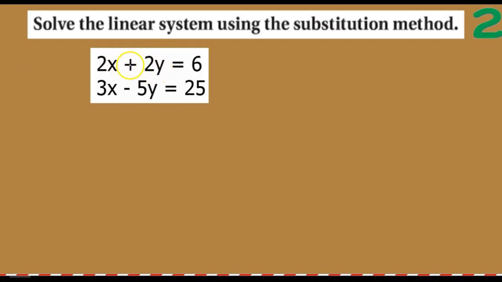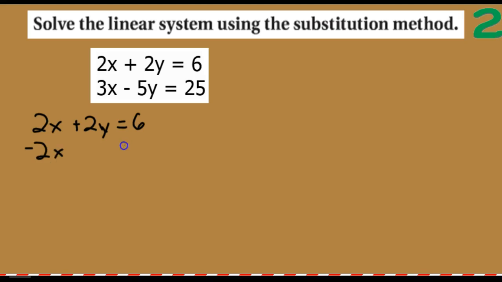Alright, here we have two equations. Now none of our variables are by themselves, or none of the variables don't have a coefficient on. So what we need to do is figure out one of them to get by itself. Now a 2x or a 2y is going to be easier to get by itself than a 3x and a negative 5y. So what I'm going to do is take the first equation, 2x plus 2y equals 6. Now because we're used to solving for y, I'm just going to solve this for the y here.